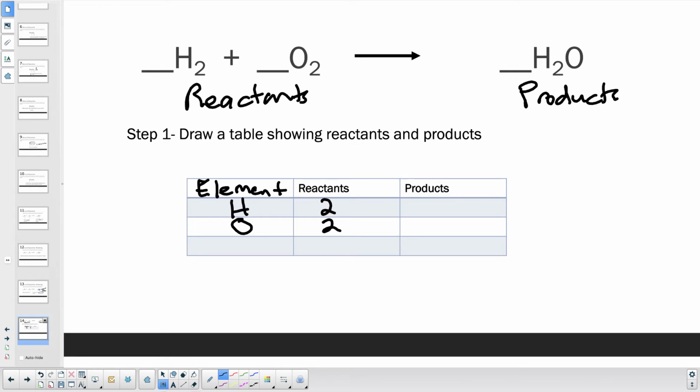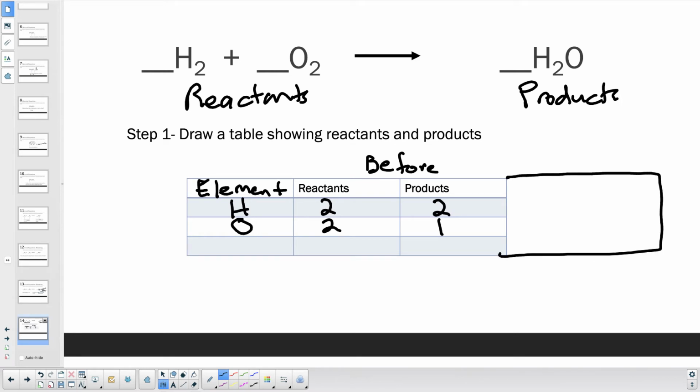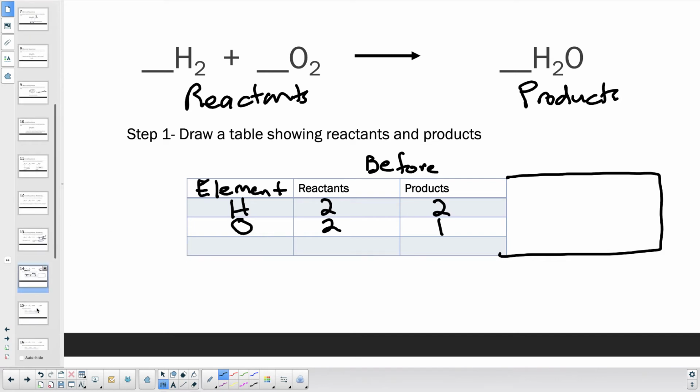Now we want to go to the product side, and we want to do the same thing. We want to count how many hydrogens. Well, looks like there's 2 because the subscript tells us 2. And oxygen, no subscript, means there's 1. So essentially what we've done here is we have determined the original state of the equation before we balance it. So I like to call this before. And I like to add a couple more columns to the table. And you're going to find on the next slide that I've already done that for you. So let's just move to that slide.